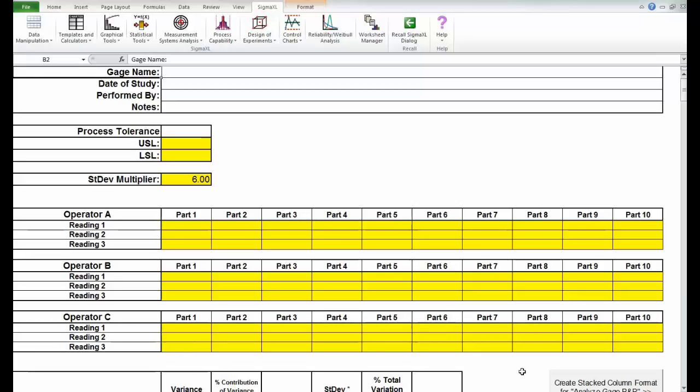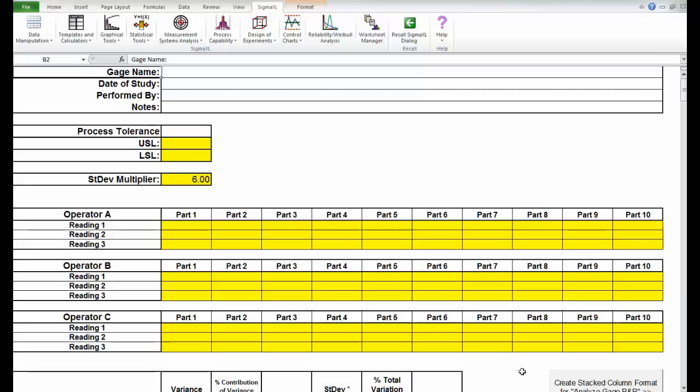So the way this would work is you would bring your first operator up to the hot seat, and you're going to have your 10 parts selected that you want them to measure. You will hand them each of those parts in random sequence. Why random sequence? Well, they're going to measure each part multiple times. If every time they came up to the hot seat to measure something, you handed them part number 1 first, they would remember what that measurement was, and they would tend to tell you the same thing.